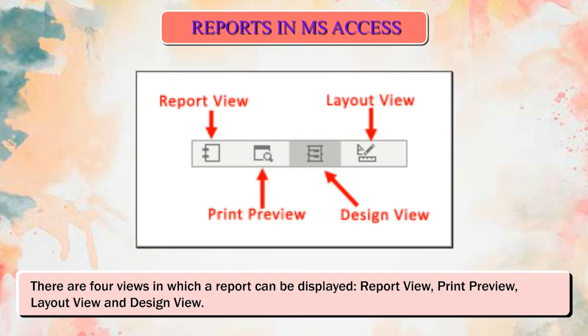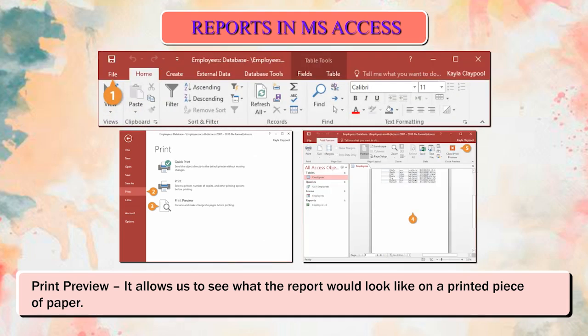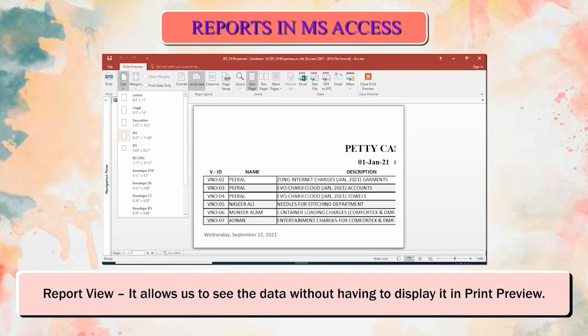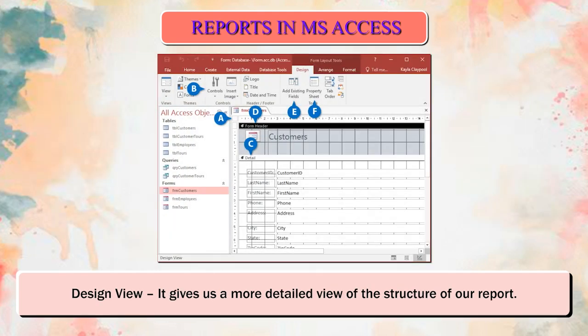There are 4 views in which a report can be displayed: Report View, Print Preview, Layout View and Design View. We can change the format of the report by using the Auto Format option in the Layout View. Print Preview allows us to see what the report would look like on a printed piece of paper. Report View allows us to see the data without having to display it in Print Preview. Layout View allows us to make changes in the design while browsing our data. Design View gives us a more detailed view of the structure of our report.